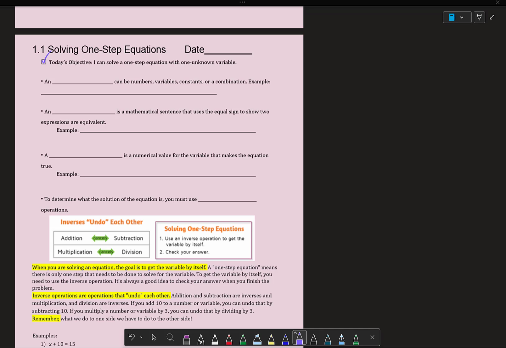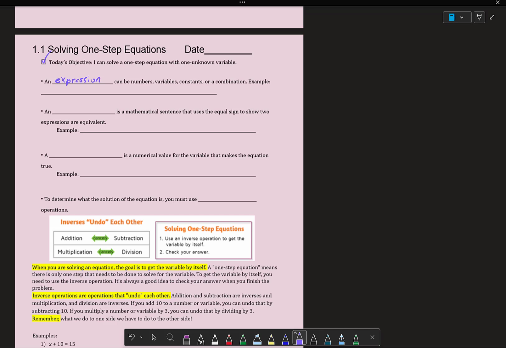So, a quick review of some vocab. An expression can be numbers, variables, constants, or a combination. This is no different than a written expression or a verbal expression, which uses words when you express yourself. An algebraic expression in algebra is anything that uses math language, such as numbers, variables, constants, or combinations.